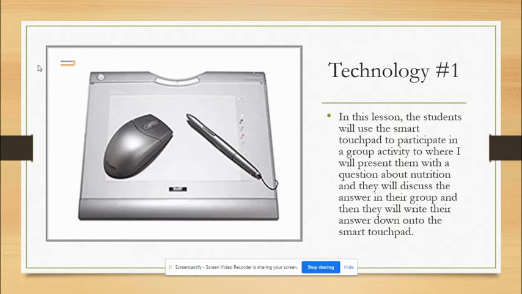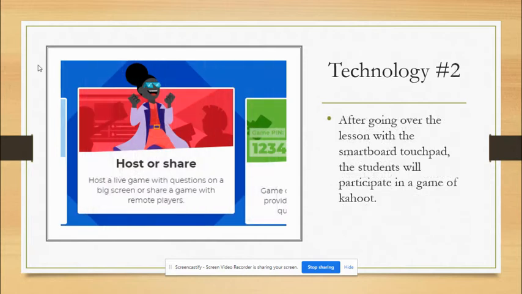And the first thing I'm using is a smartboard touchpad. The students are going to be in a group, and I'm going to present them with a question about nutrition, and they will discuss, and then they'll answer in their group by writing on the touchpad, and it'll show up on the board. And then the second thing I'm showing is Kahoot.